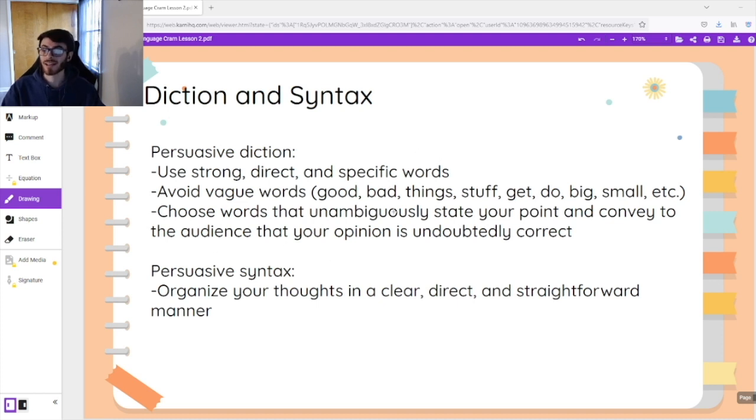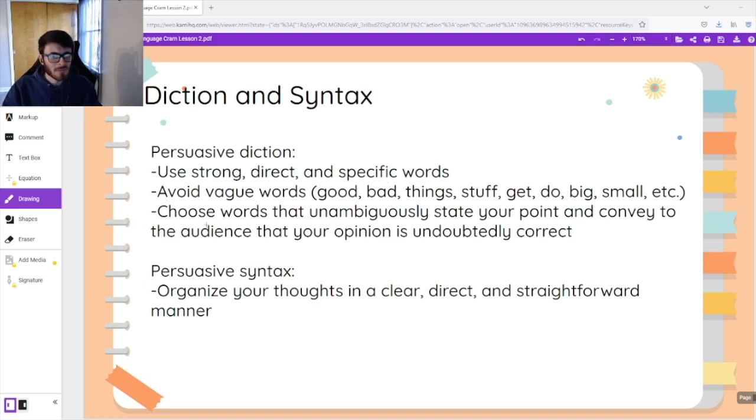And on the syntax side, you want to organize your thoughts in a clear, direct, and straightforward manner. You don't want to overcomplicate things. You don't want to organize things in a way that could lead to unintentional ambiguity, right? Where it's not clear what you're talking about. Straightforward, direct. This is my opinion. This is why I'm right. Here's my claim. Here's my evidence. Straightforward, to the point, strong, direct, specific, etc.